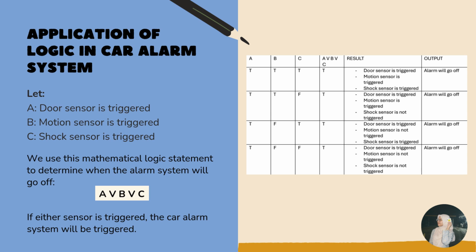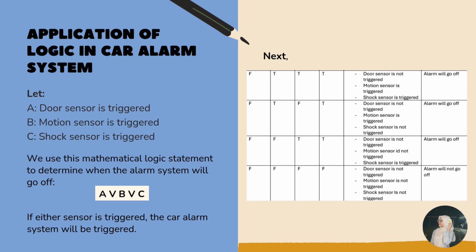And then next, we have true, false, true, which is door sensor triggered, while motion sensor is not triggered and shock sensor is triggered. The alarm will still go off for the output. Then we have true, false, false, which is door sensor triggered, while motion and shock sensor both are not triggered. The output will still make the alarm go off.